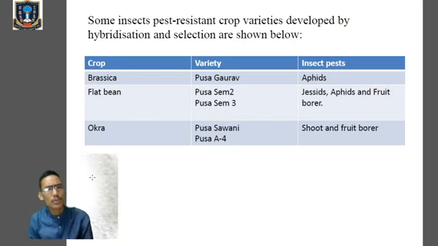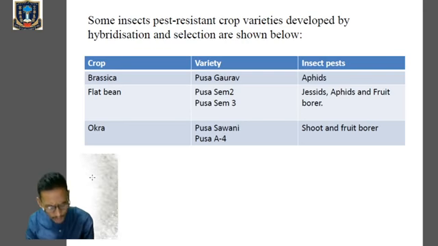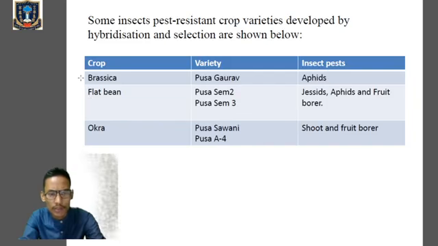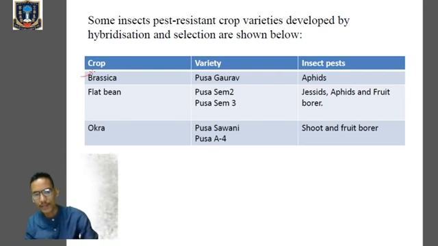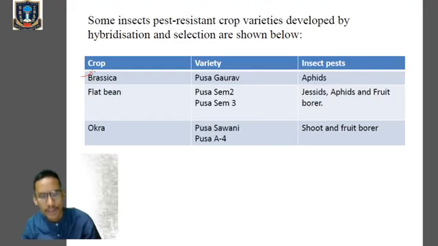For this one, kindly go through page number 516, table number 9.2, where you will find the common pest resistant varieties. Okay, so first one is crop Brassica. Brassica is the name of the crop, the variety is Pusa Gaurav, and the resistance is to the insect pest. That means Brassica, variety Pusa Gaurav, is resistant to the pest aphids.